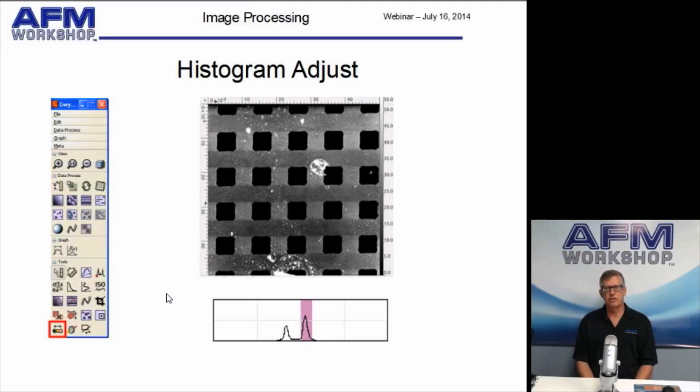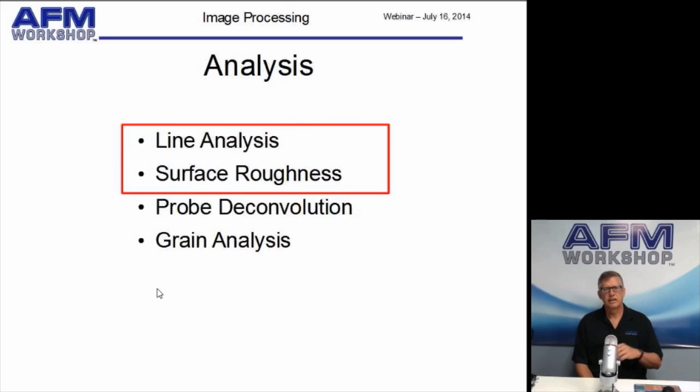I'm going to move on to the third topic, which is analyzing the images. Now, atomic force microscope images are three-dimensional arrays of numbers, and therefore there are many types of analysis you can do. I've listed here 4 types: line analysis, surface analysis, probe deconstruction or deconvolution, grain analysis. This is also particle analysis, metrology analysis. And again, many of the software packages you purchase have these kinds of analysis.